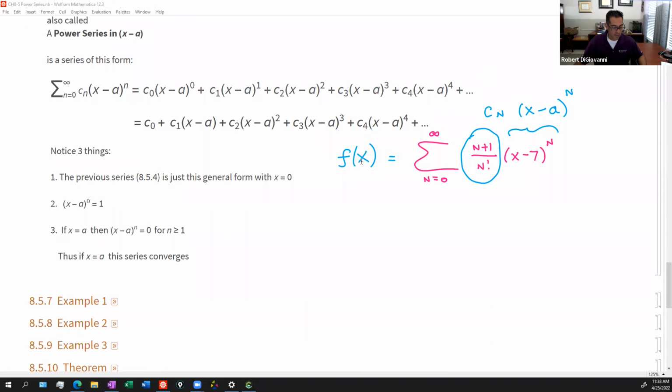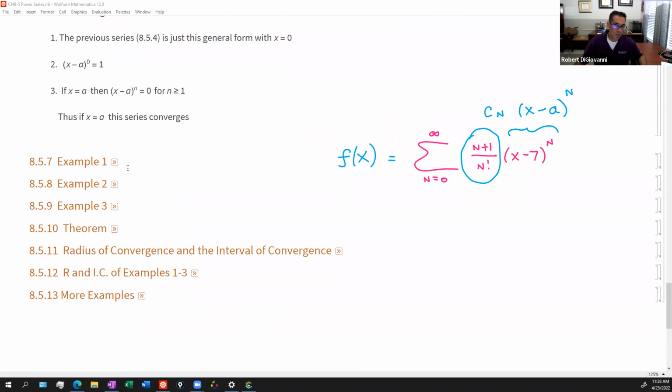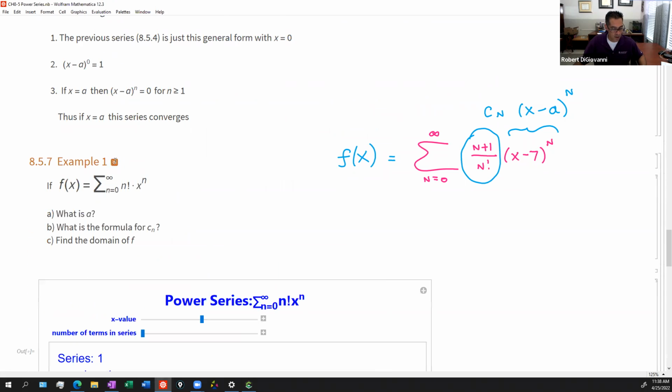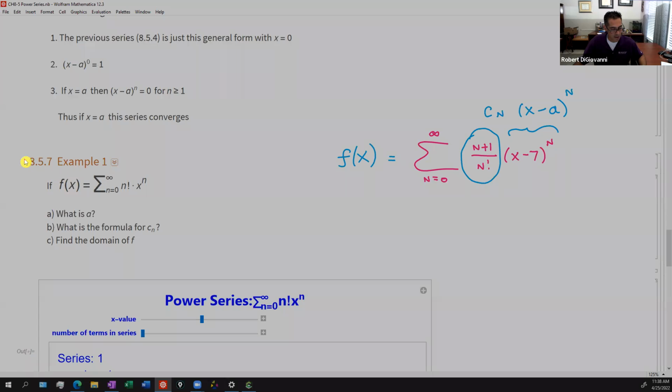All right, let's keep going. Our first example where we're going to actually have to think about it. So here's our first example. I'm going to take a screenshot of this and we're going to go work this out.